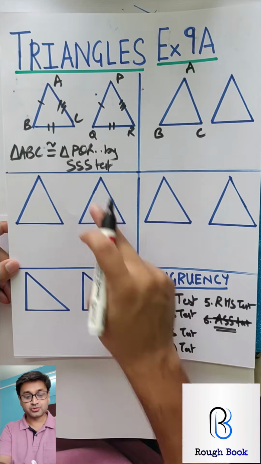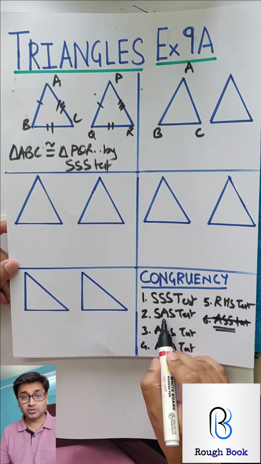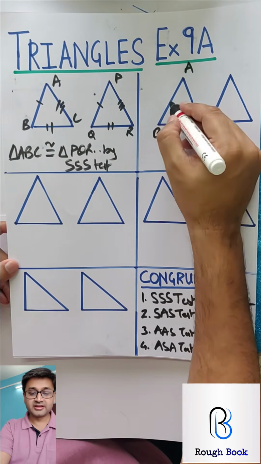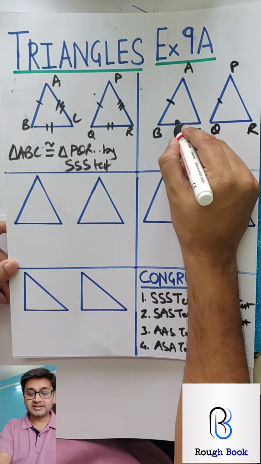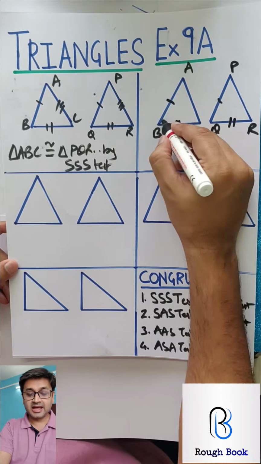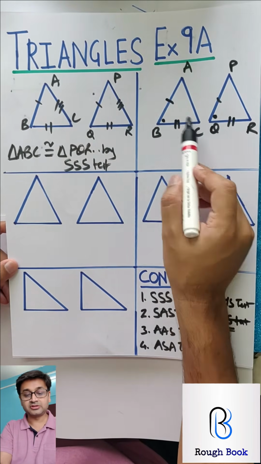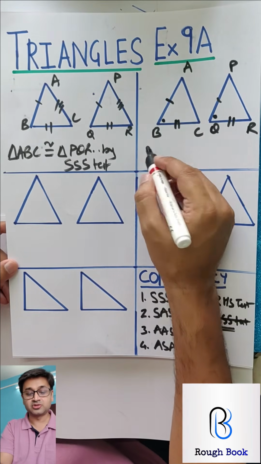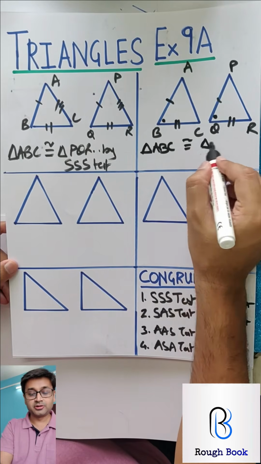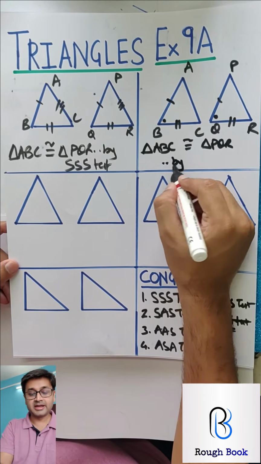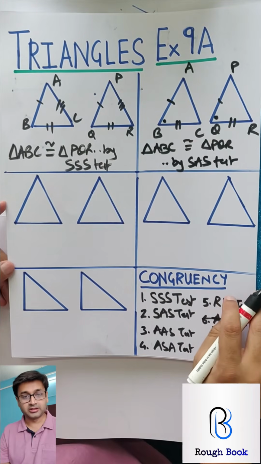So we finished the first one, SSS. Second one, SAS. That means 2 sides and the angle has to be in between those 2 sides. So if I say AB is equal to PQ and BC is equal to QR, then angle B will be equal to angle Q, not A or C. It has to be B. So in the SAS test, the angle has to be between these 2 sides. Then I can say that triangle ABC is congruent to triangle PQR by SAS test, because now the angle is placed right between the 2 sides.